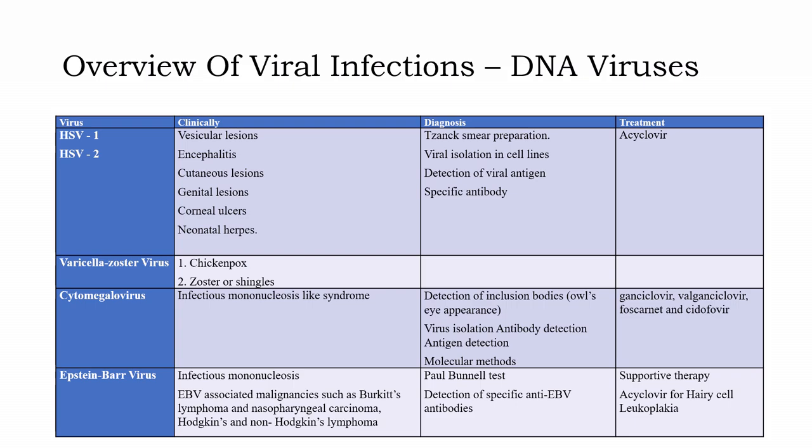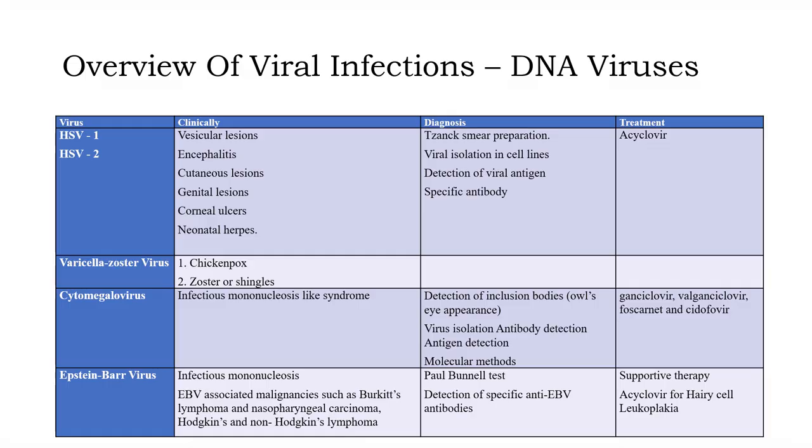So, when you look at the viruses as such, among the DNA viruses, the most important one is the herpes simplex virus. It can cause vesicular lesions, encephalitis, lesions on the skin and genital areas, and corneal ulcers. For diagnosis, you can look at the Tzanck smear, or you can isolate the virus in cell lines, and you can also look for the viral antigens, with treatment being acyclovir.